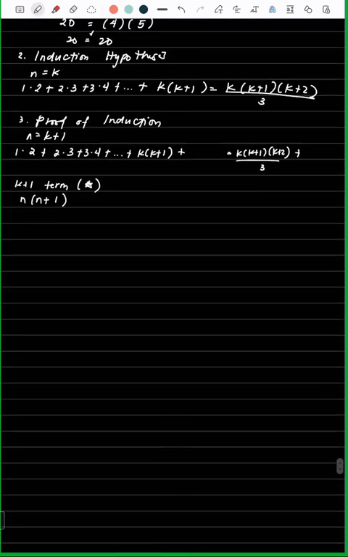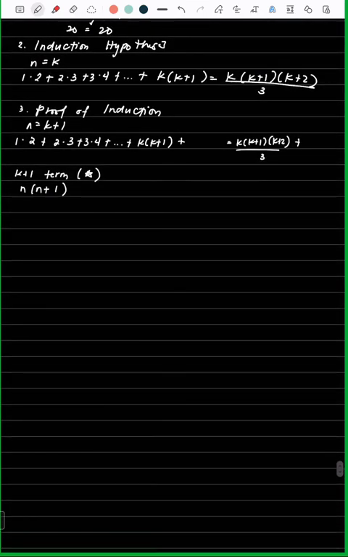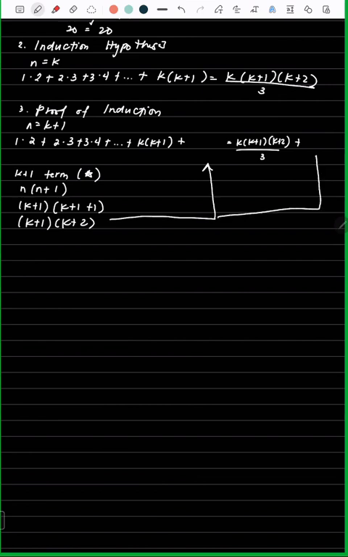All right. So we're going to substitute k plus 1 to our star. So that would become k plus 1, k plus 1 plus 1. Or simplifying, that would be k plus 1, k plus 2. And this would be added here. All right, so that would be k plus 1, k plus 2.